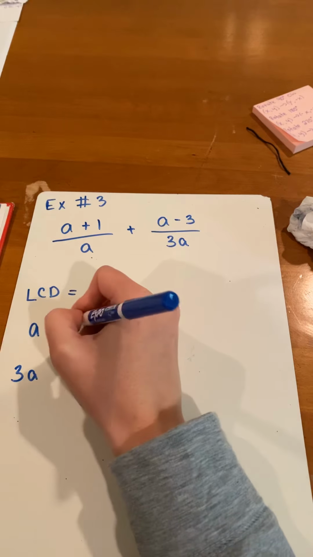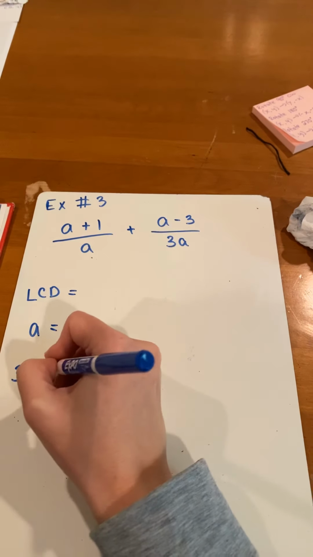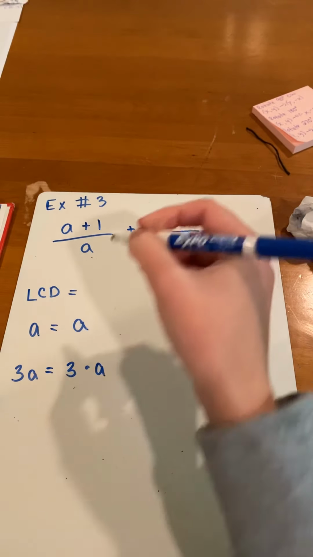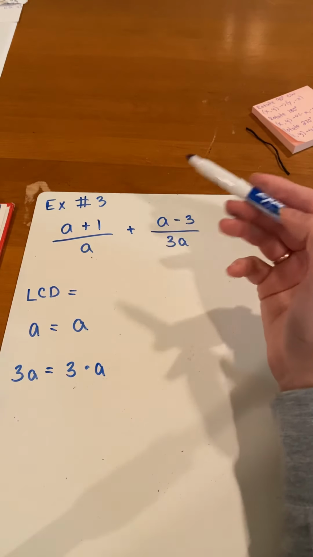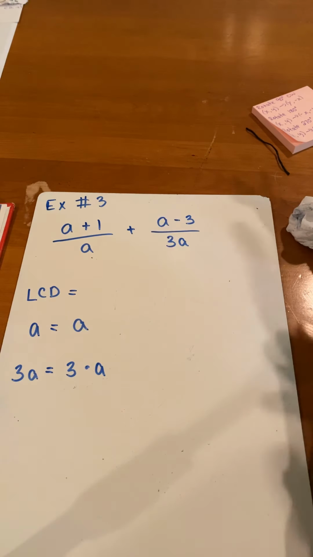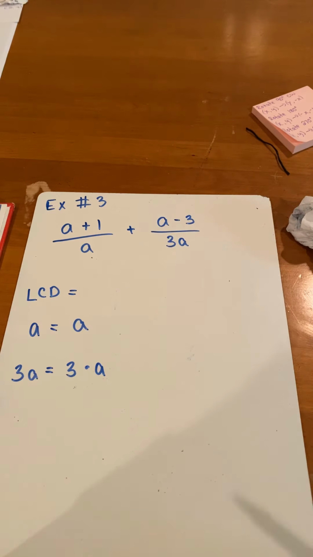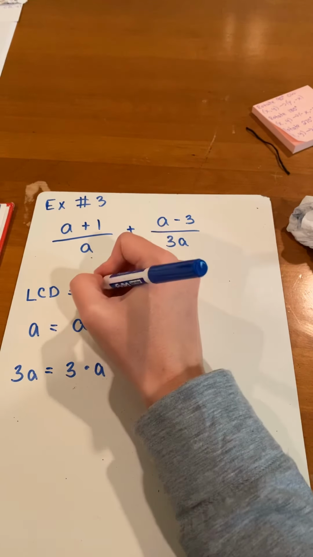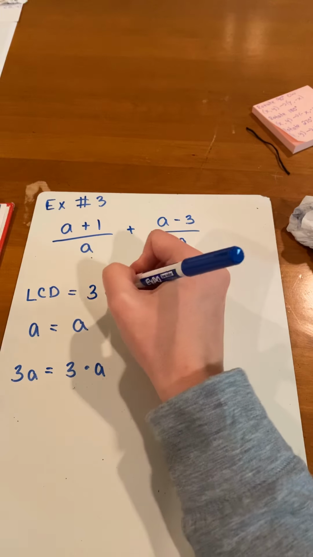So what are our factors of a? Just a. What are our factors of 3a? 3 times a. Now remember, to find our least common multiple, we list each unique term. We don't repeat any terms, we only add exponents. So we're looking for every unique term that's being multiplied together. In this case, we only have 3 and a. Those are our only unique factors.